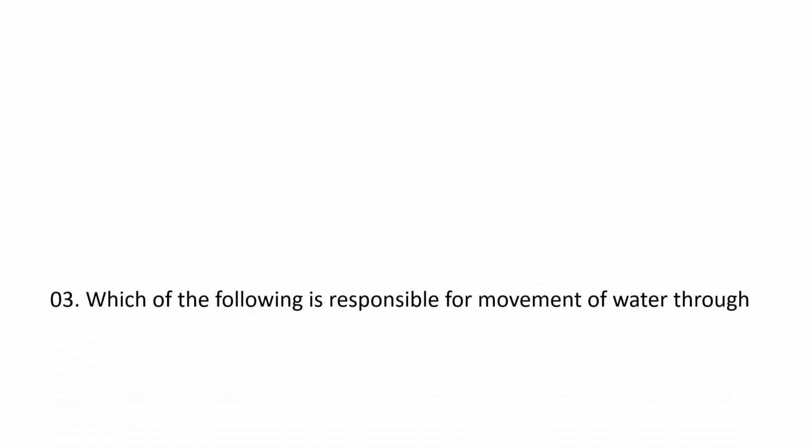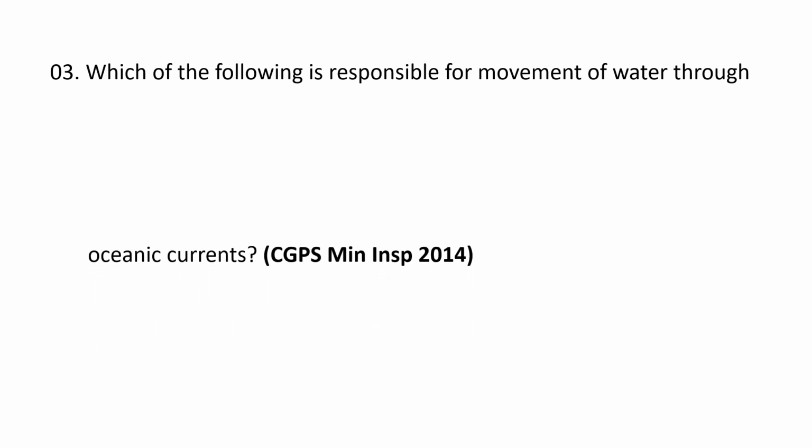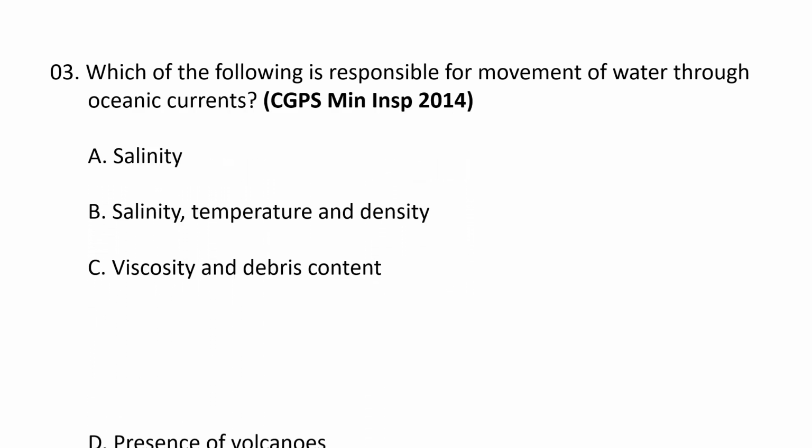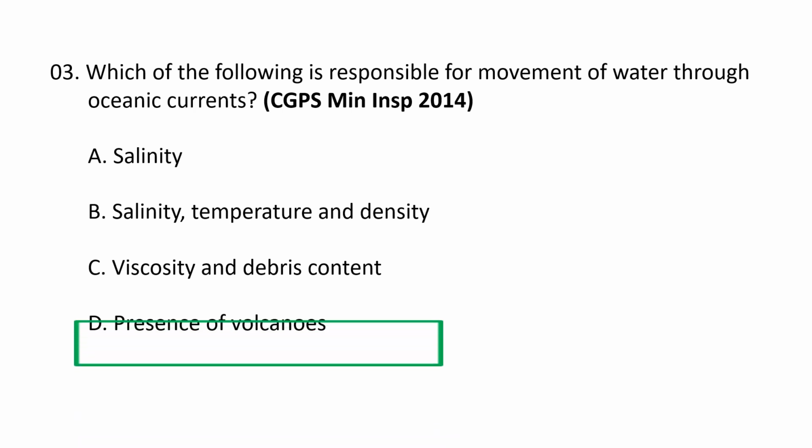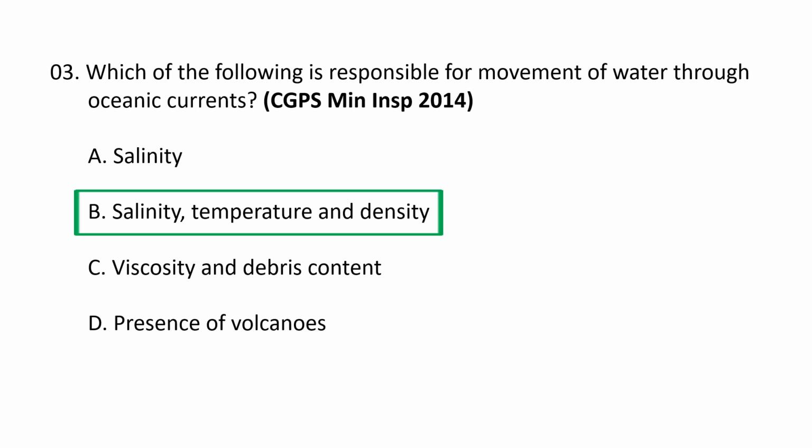Next question. Which one of the following is responsible for movement of water through oceanic currents? A. Salinity, B. Salinity, temperature and density, C. Viscosity and debris content, D. Presence of volcanoes. So the correct option goes as B.